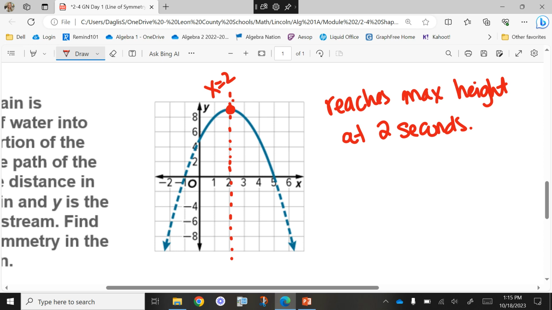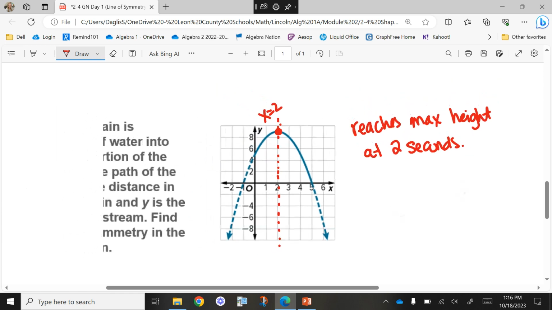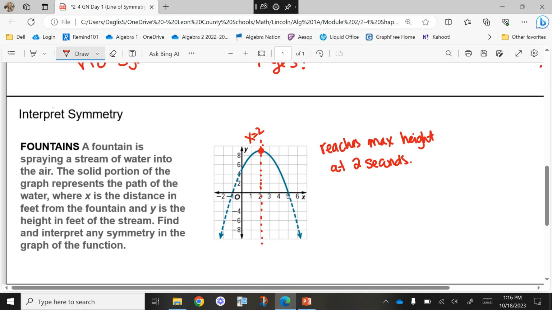Okay. What if I asked you what is the maximum height? What would you tell me? Around 8-ish? A little bit more? 8.5. Yeah. Good. When you ask where's the middle, I thought you were talking about the number of sides. Oh, okay. You're good.